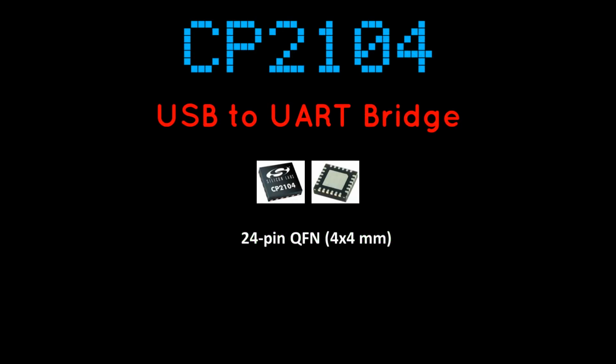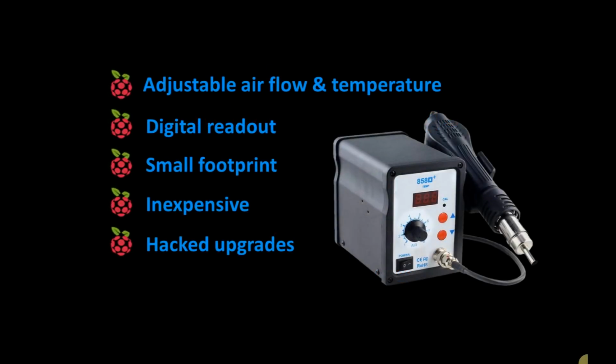In the past I've relied on an iron to do surface mount soldering, however the CP2104 is a 24-pin QFN, which stands for Quad Flat No Leads package. These are challenging to repair using only an iron, so I went ahead and ordered an 858D+ hot air rework station. It's got adjustable airflow and temperature, a digital LED temperature readout, it doesn't take up much desktop space, and it was only $42 US, which is a fraction of what a decent hot air station costs.